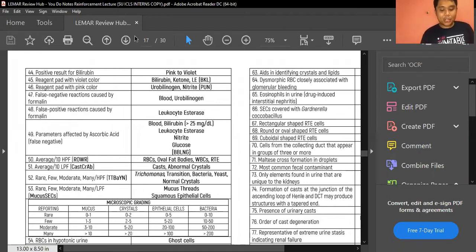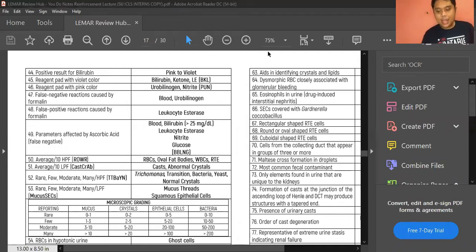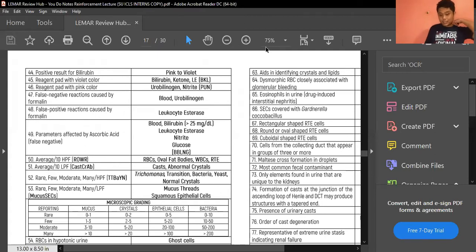Next, you have average per 10 LPF, CAST CRAB: casts and abnormal crystals. Next, you have RF MoMA, rare, few, moderate, many per 10 HPF. You have the TT Bayan, the letter T twice: Trichomonas, transitional epithelial cells, bacteria, yeast, and normal crystals.